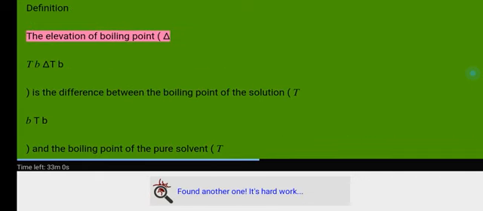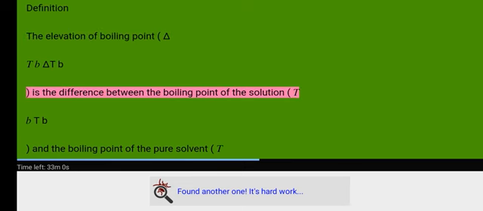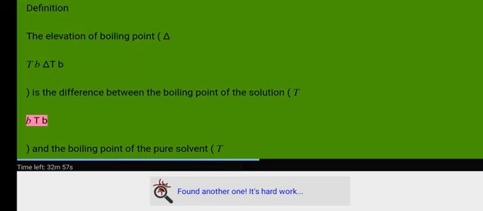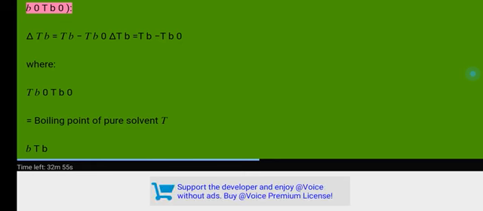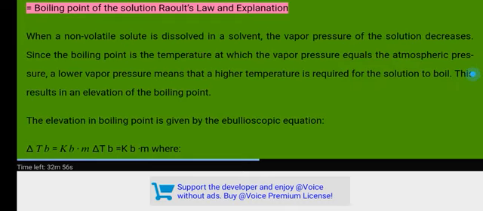Definition. The elevation of boiling point, ΔTb, is the difference between the boiling point of the solution, Tb, and the boiling point of the pure solvent, Tb0. ΔTb = Tb − Tb0, where Tb0 is the boiling point of the pure solvent and Tb is the boiling point of the solution.